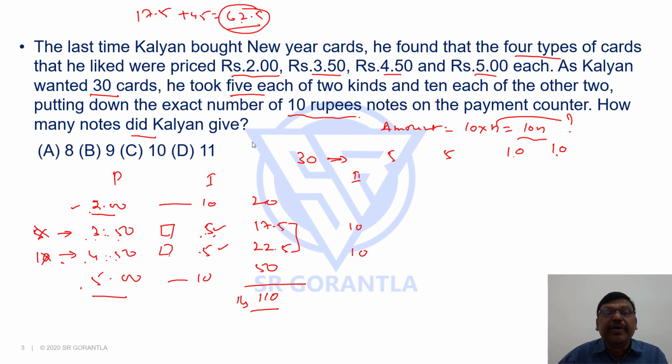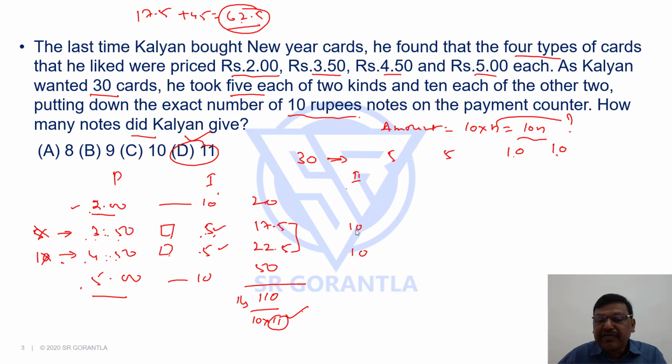110 rupees means how many 10 rupee notes we should give? 110 is nothing but 10 into 11, so 11 notes we should give. So my answer is choice D, because the amount is 110 rupees, it will be 11. But then the question is, why do we take only this first case? Why not the second case? Maybe there is more than one answer possible.